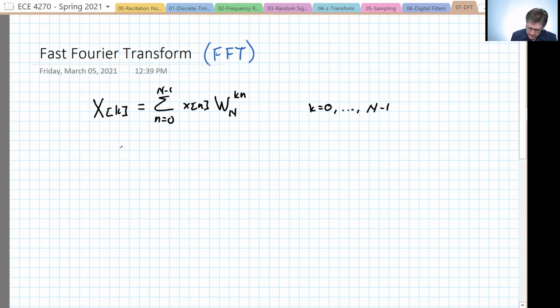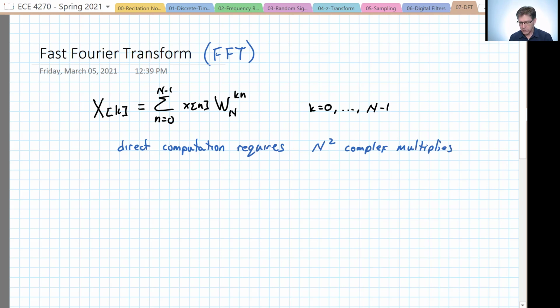First observation is, if we were to directly compute this, that requires, let's see, we want to compute our whole DFT, so we'll evaluate this for capital N different values of k, and each one of those is a sum of N products. So that's going to be N squared complex multiplies. So just as a reference.